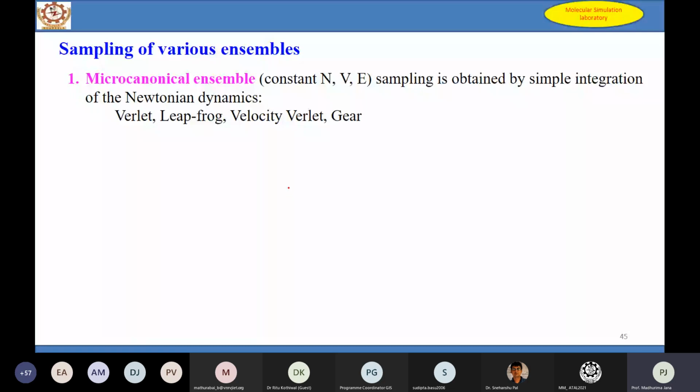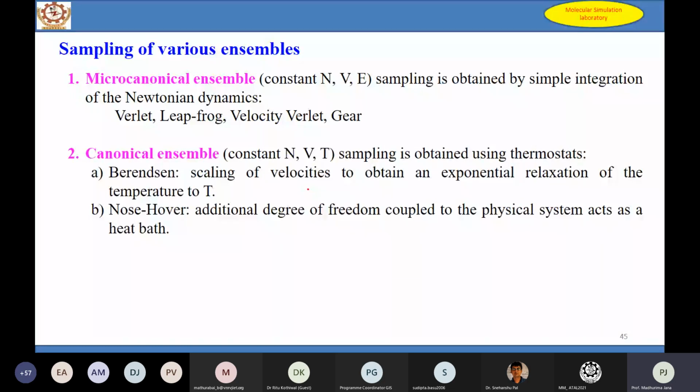So an ensemble is nothing but a collection of a large number of similar systems. In the microcanonical ensemble, you can see that N, V, and E are all constant. This is used with simple integration of Newtonian dynamics: Verlet, Leapfrog, velocity Verlet, then Gear. All these algorithms are available for this. Otherwise, you can take the canonical ensemble, where the number of atoms and the volume of the system will be constant, and the temperature will be constant, and you are using the thermostat here to keep your system temperature constant.